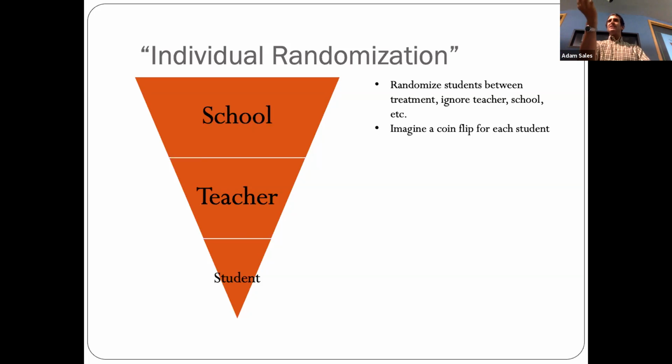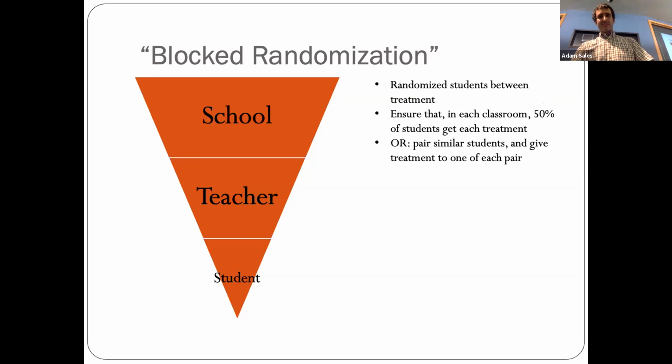Because within each classroom, you have some people in treatment and some people in control, right? And so you can actually just compare treatment and control students. And you might have benefit from putting school and teacher in as covariates, but you don't have to. So that's individual randomization. Blocked randomization is kind of similar, except it's a little bit more clever.